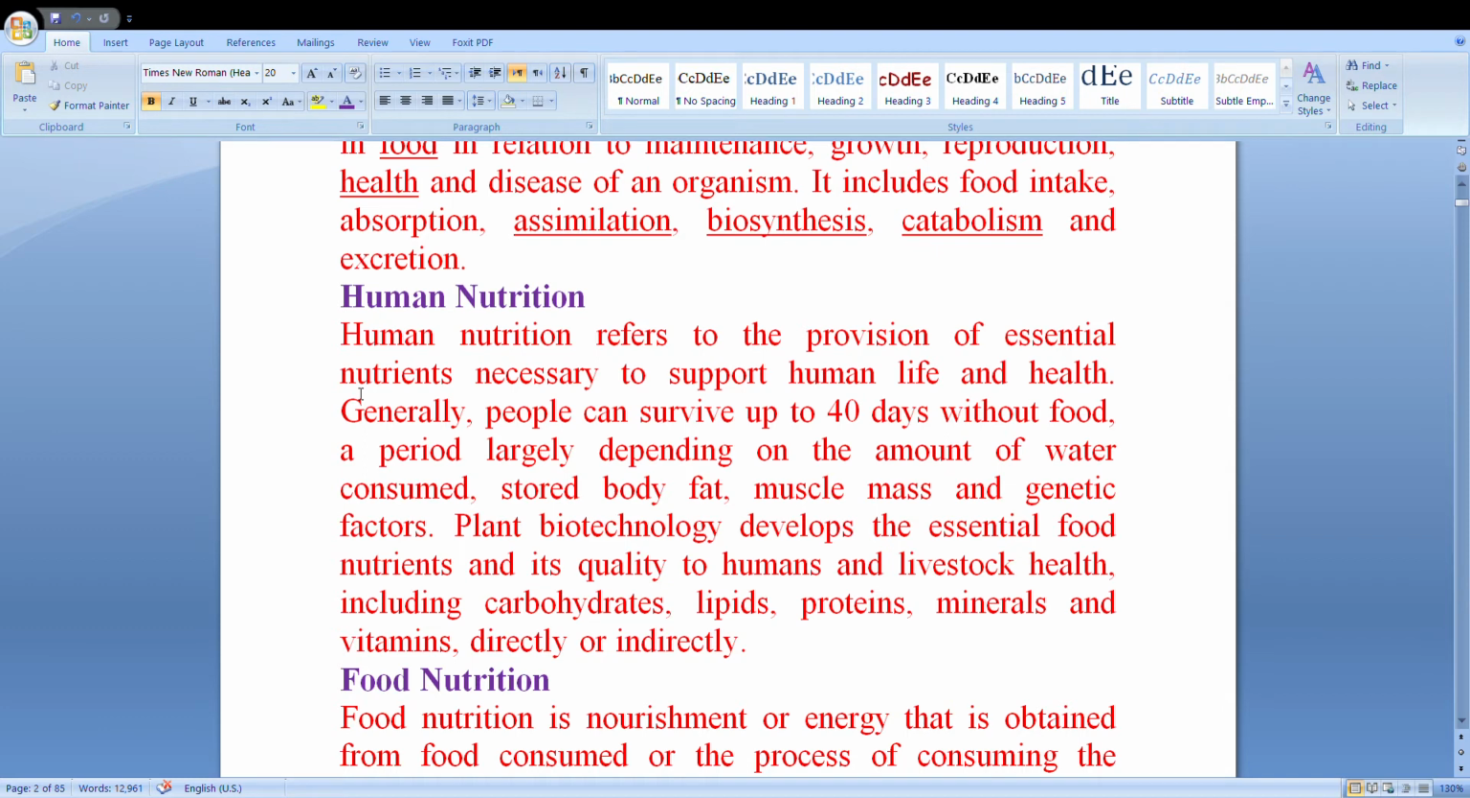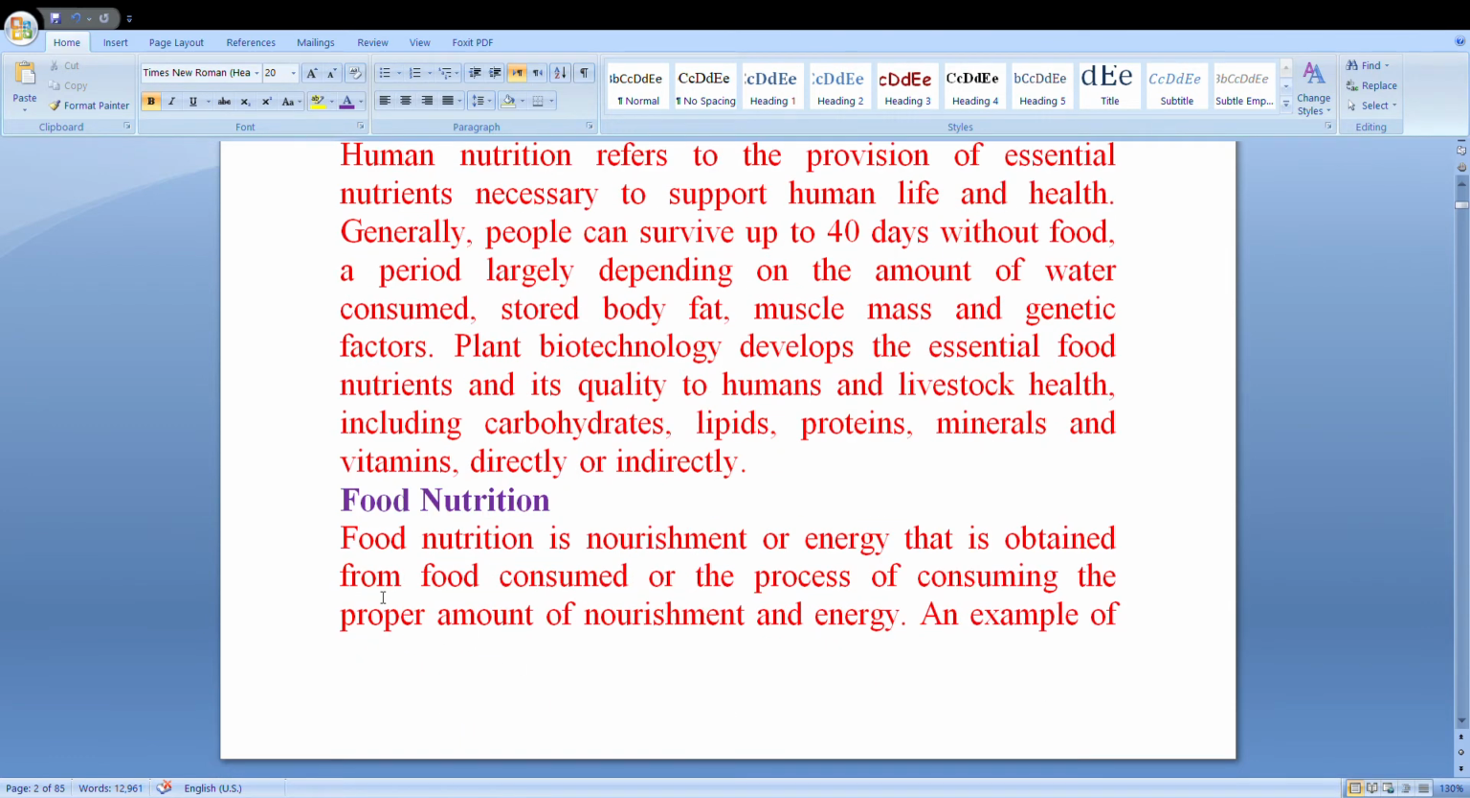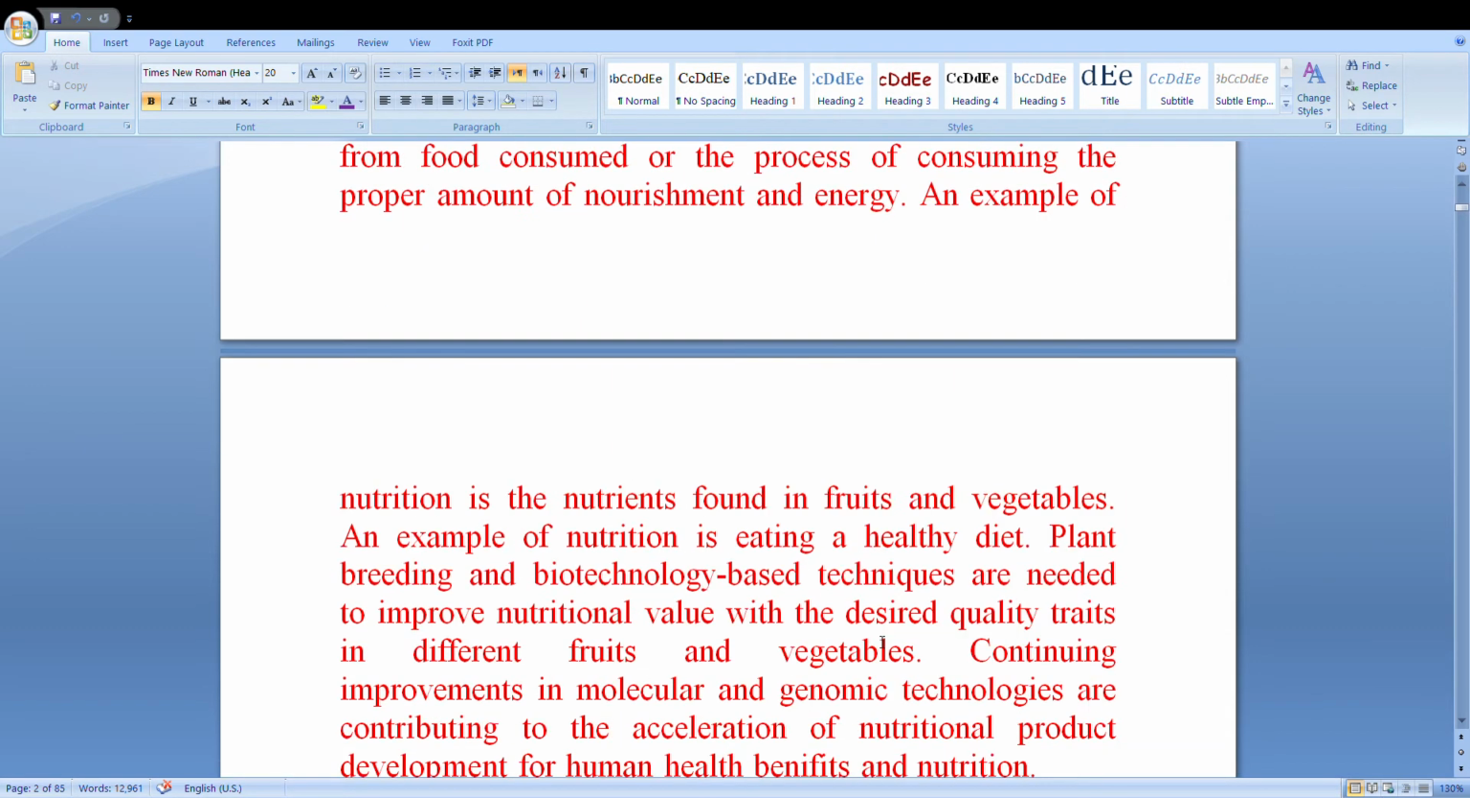Then we can define food nutrition. What is food nutrition? Food nutrition is the nourishment by energy that is obtained from food consumed, or the process of consuming the proper amount of nourishment and energy. An example of nutrition is the nutrient found in fruits and vegetables. Also, an example of nutrition is eating a healthy diet.